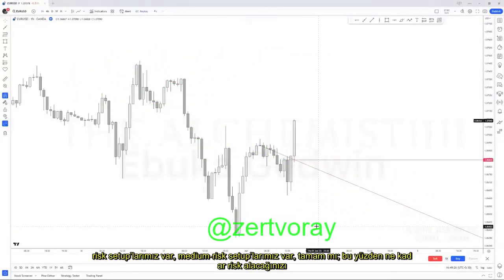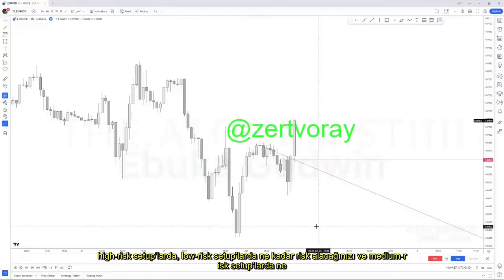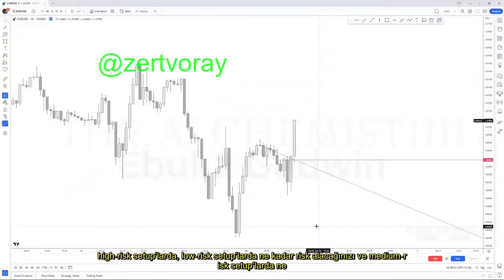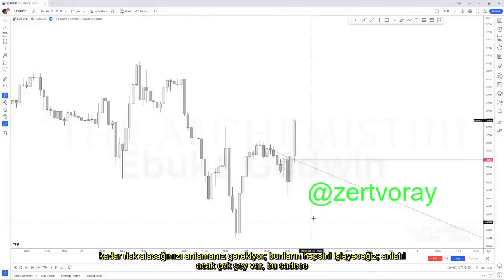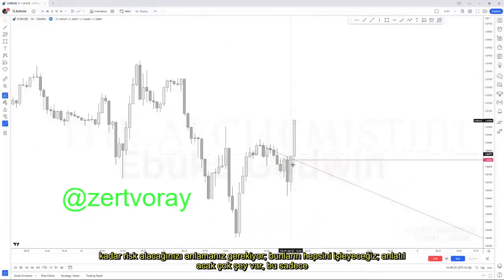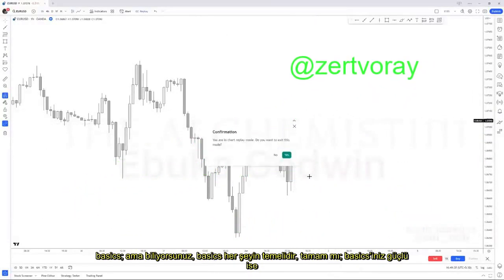So you need to understand how much you're going to risk for high risk setups, how much you're going to risk for low risk setups, and how much you're going to risk for medium risk setups. We will go through all of that. There's so much more to cover. This is just the basics, but you know this, right?